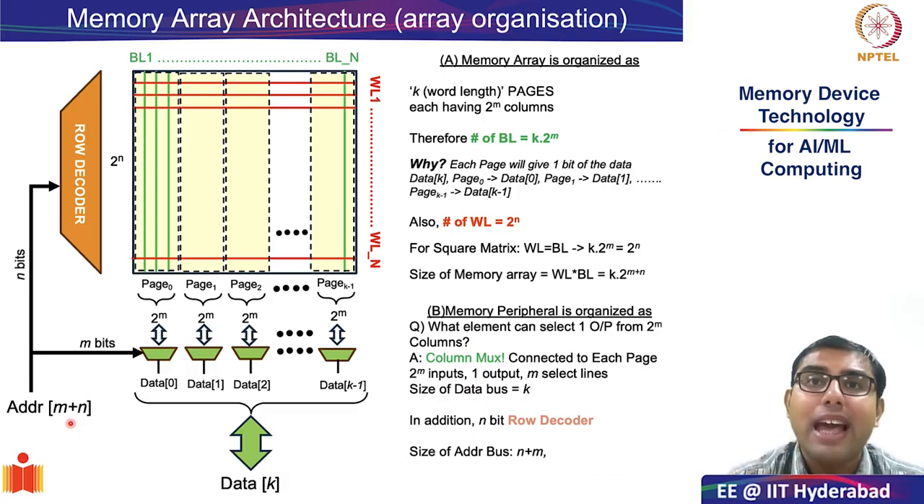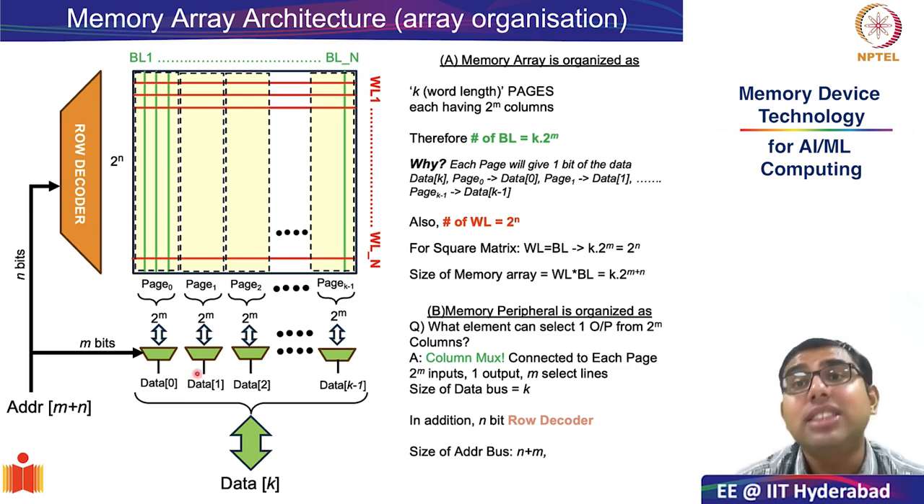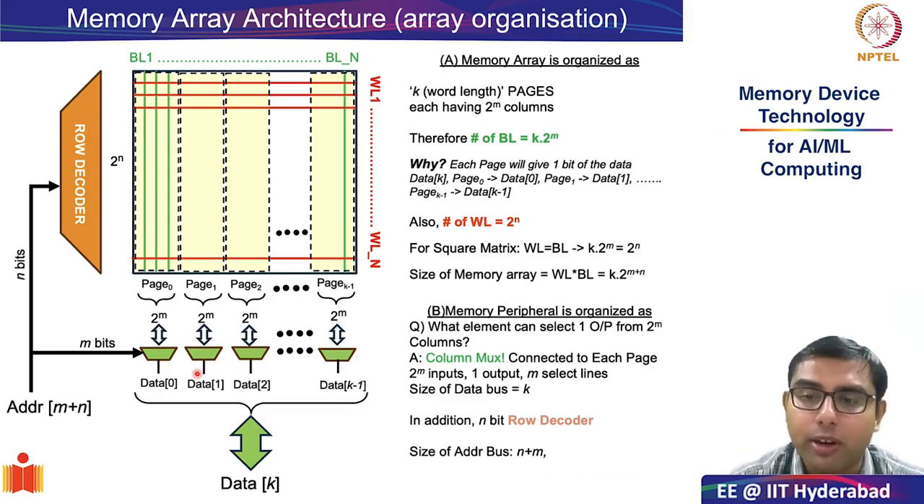So to recap our discussion, since folding the rectangular array involves increasing the number of bit lines from k to k into 2 to the power of m, which is organized as k pages, each having 2 to the power of m columns, you need column muxes to select which of the relevant bit lines are to be picked for one data cycle amongst these 2 to the power of m, and this is facilitated by the column mux. And this is how you see the memory array peripheral architecture is also getting more complicated.